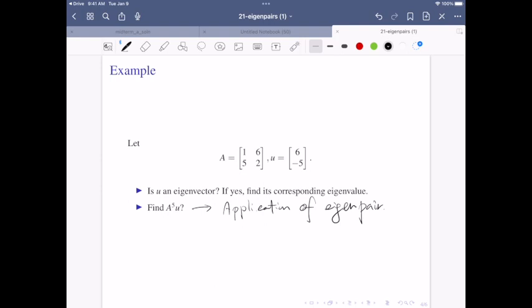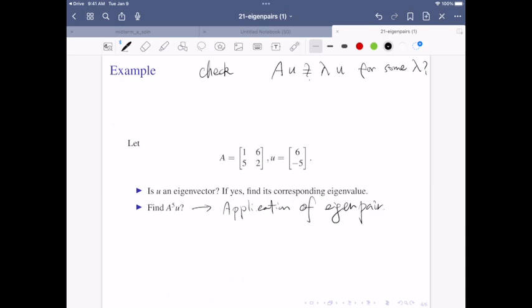So we are going to verify the first question. Is u an eigenvector? To do that, we want to check whether Au equals a multiple of u for some number lambda. So this is what we want to check.